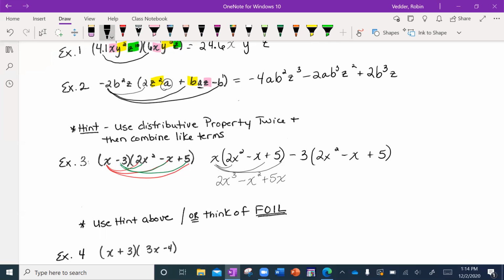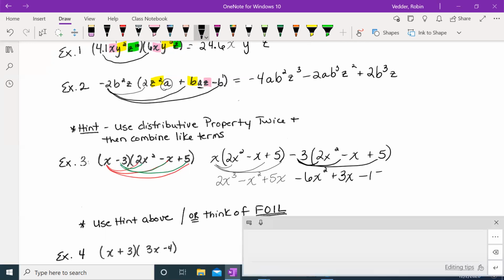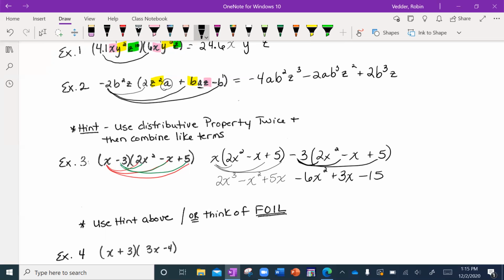For the second multiplication or distributive property, we're going to multiply the -3 by all 3 of these guys. -3 times 2 is -6, and then we keep the x squared. -3 times -x, a negative times a negative is going to be positive 3x. Finally, this last guy, -3 times 5 is going to give us a -15.